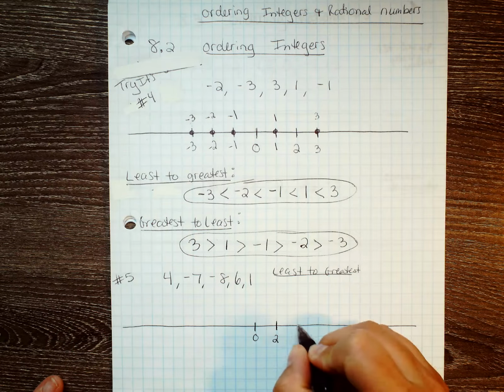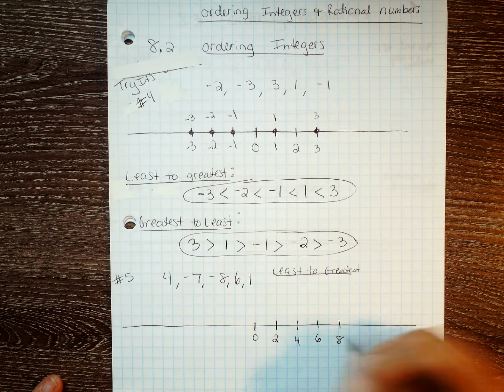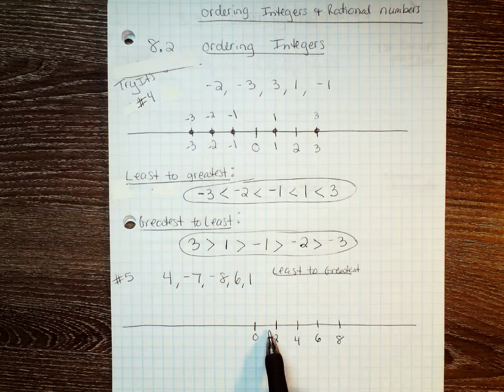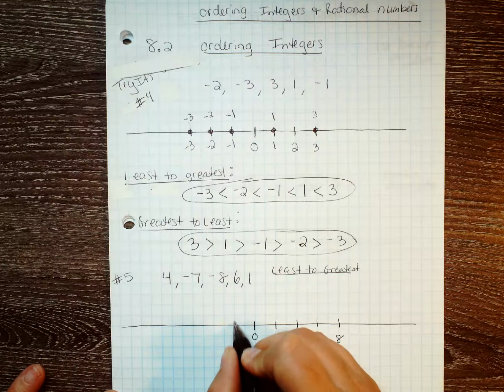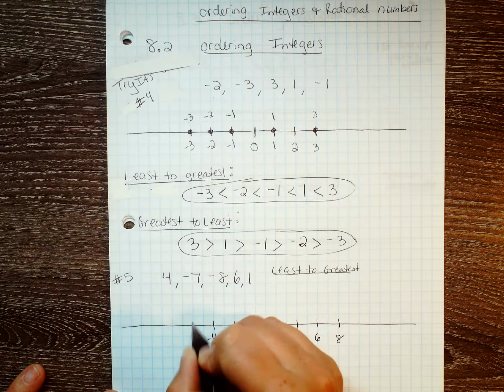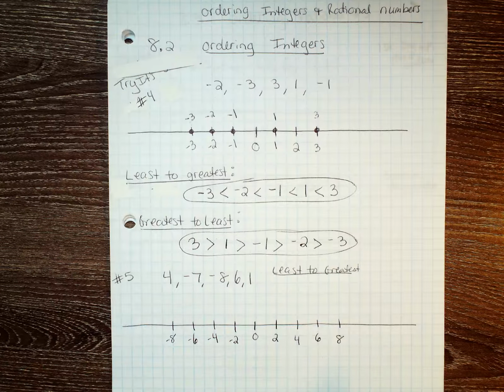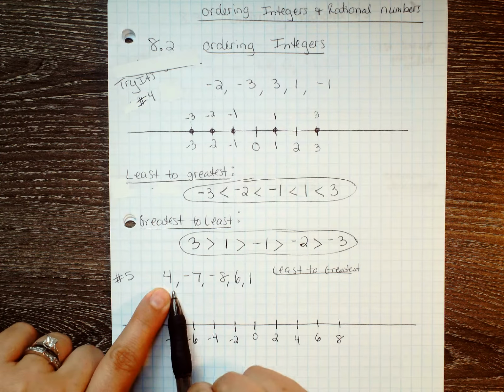So this is 2, 4, 6, 8. If you notice, all of my lines are directly on the graphing lines. I'm not creating any other new lines. So here's -2. Notice I'm skipping -4, -6, -8. Okay, so we're going to start from the beginning and plot.